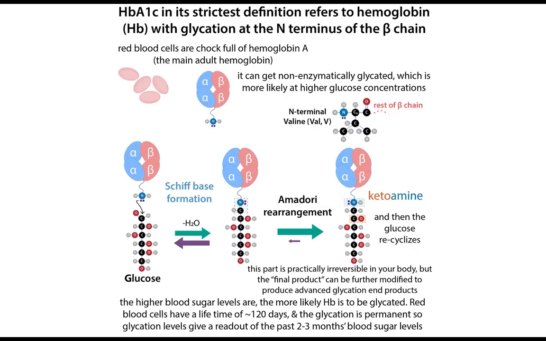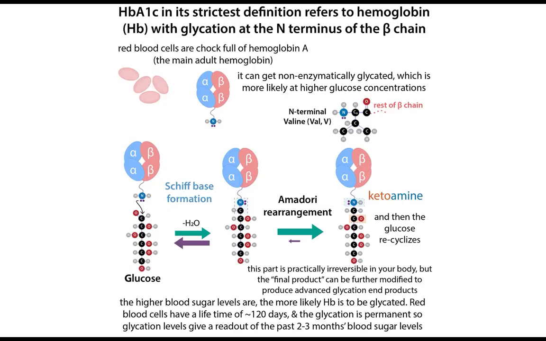And so we call this glycation, and we call it glycation instead of glucosylation when it's happening non-enzymatically. So you don't need to worry about that. Just know that glucose is going to be able to form a covalent bond to the end of the beta chain.